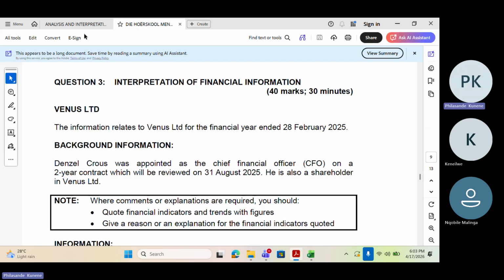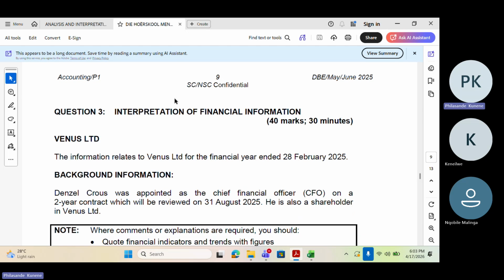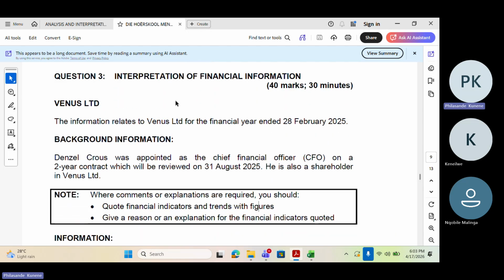I'm sharing my screen now. I hope you guys can see the screen. I have a question paper here. This is June 2025. I just want us to discuss a few things here that are related to the financial indicators, where we're interpreting the information, looking at the financial indicators provided. This is question 3, interpretation of financial information.